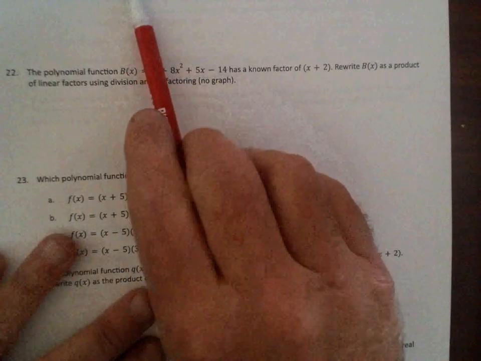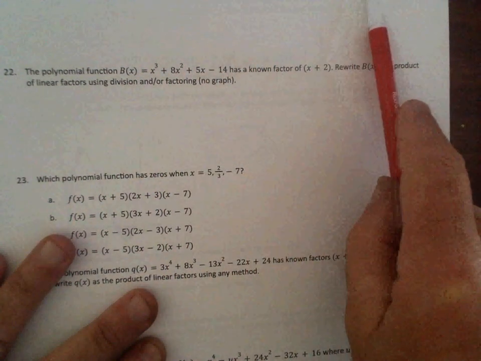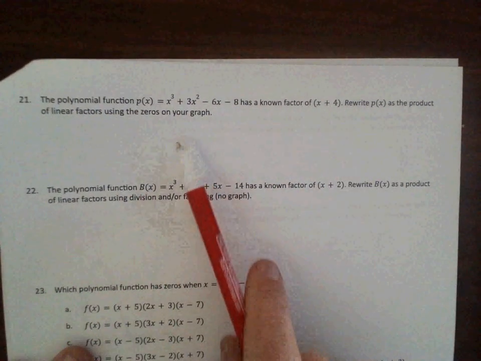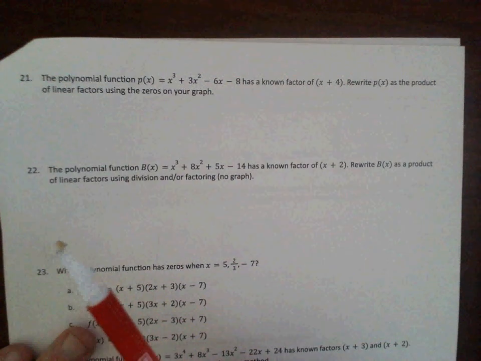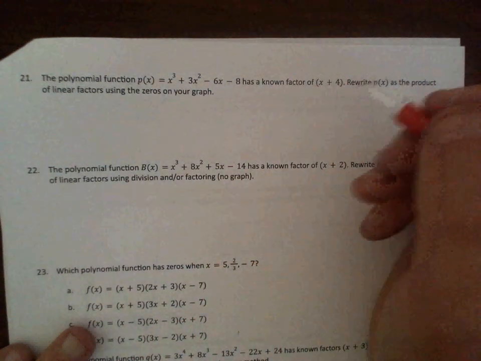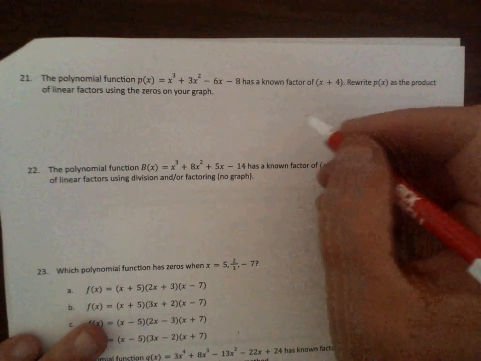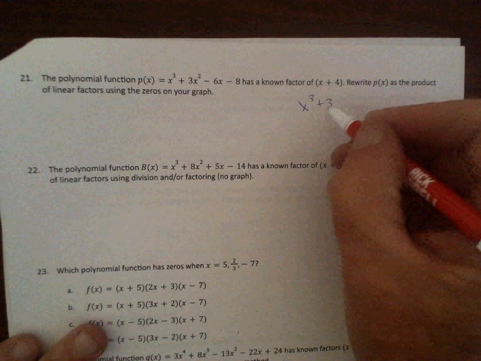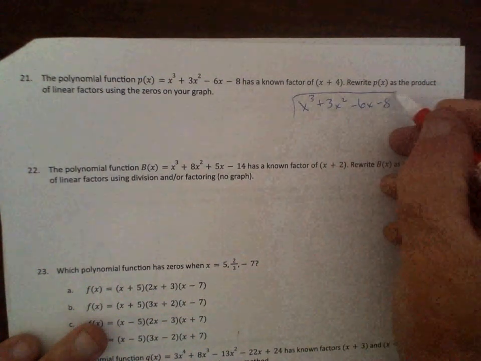Number 21 tells you the polynomial function has a known factor of x plus 4. Rewrite it as a product of linear factors using the zeros on your graph. So it's telling you you can graph it, find the zeros, and then rewrite it. We can also do the division, so we're going to do the division because we know how to do that. We're going to divide x cubed plus 3x squared minus 6x minus 8 by x plus 4.